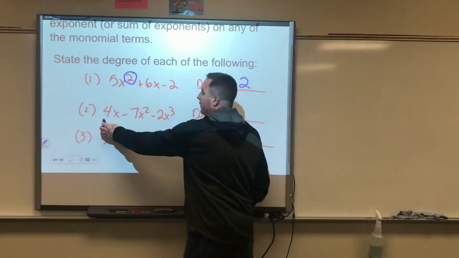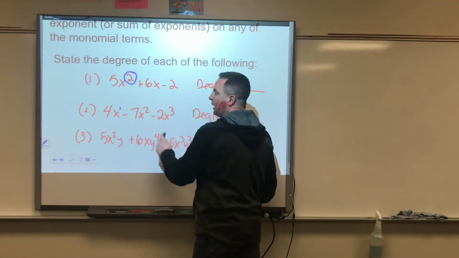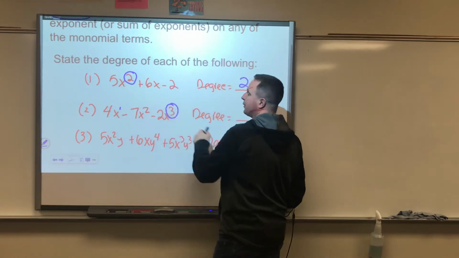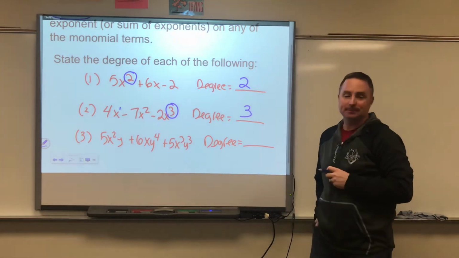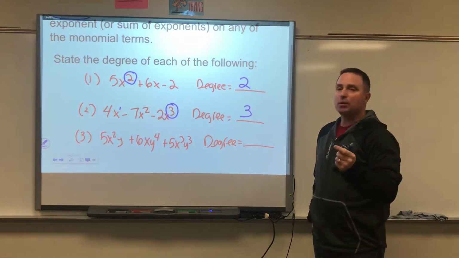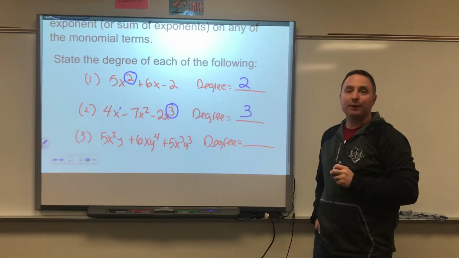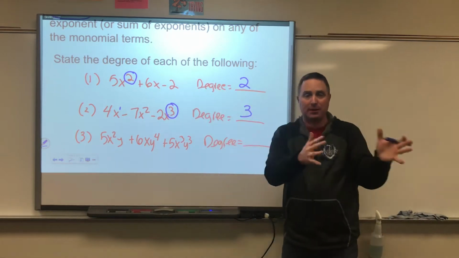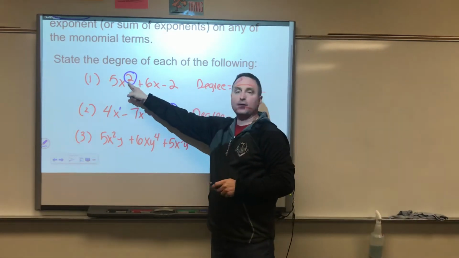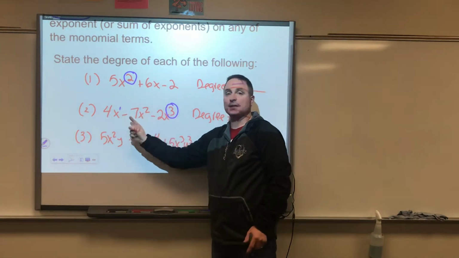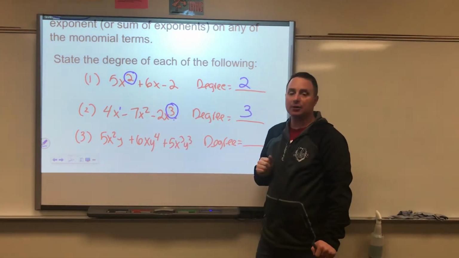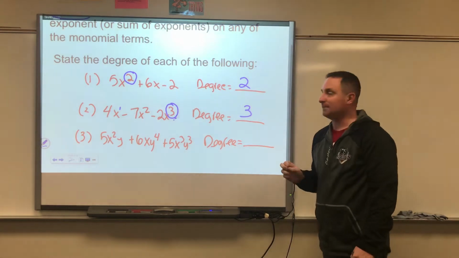How about this one? There's a 1, but the largest exponent I see out of all 3 of those is a 3. That one has a degree of 3. It's called a cubic. Most of the time when things are written in standard form, as you know, from the biggest exponent to the smallest exponent, it's going to be the first one out front. But sometimes they change it up and don't always necessarily write it in order. So make sure you always scope them out and look for the biggest one.